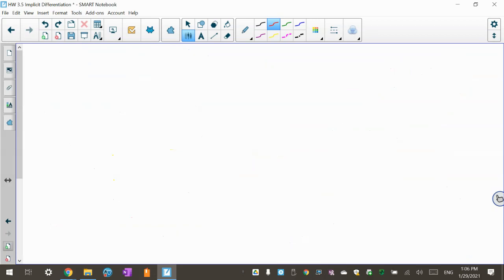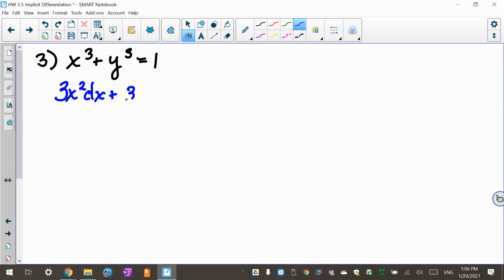So the next one you have to do, because we're doing odds, is number 3. So let's do 3. And our problem is x cubed plus y cubed equals 1. So I look at it and say, oh, there's no product or anything going on. So let's go ahead and start doing the derivative. So I have 3x squared dx plus 3y squared dy. And the derivative of 1 is 0.